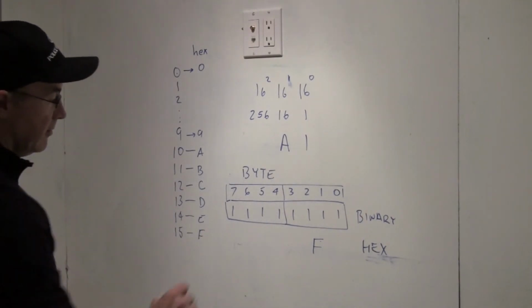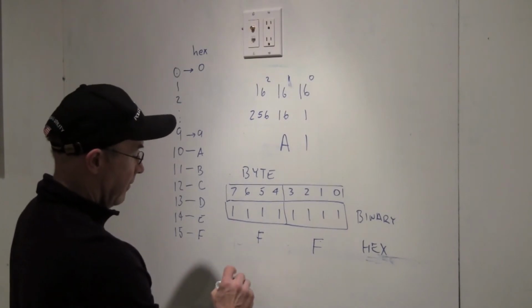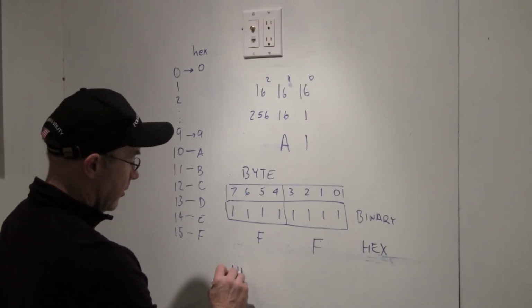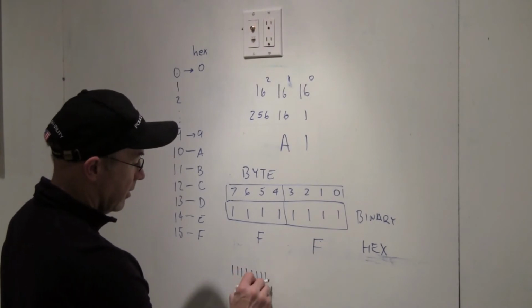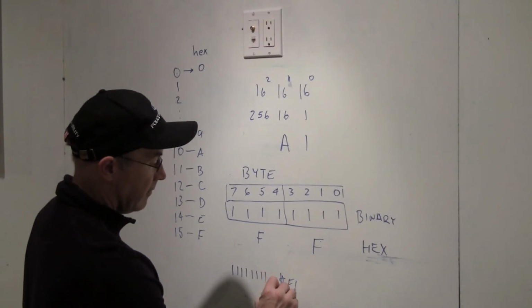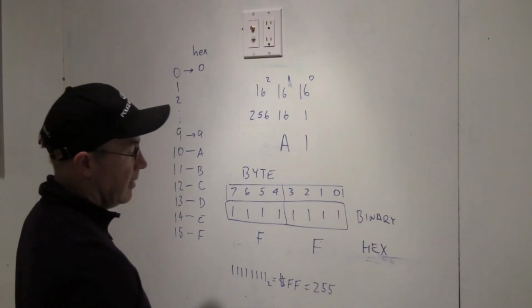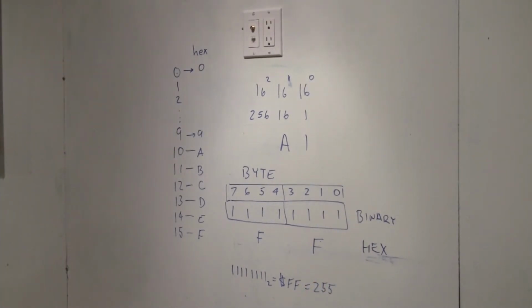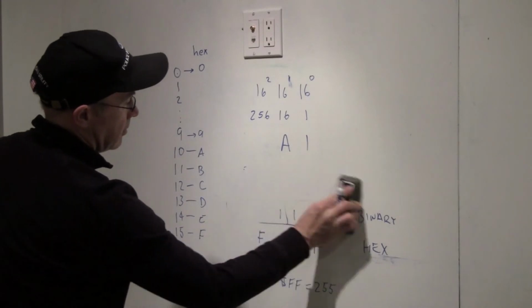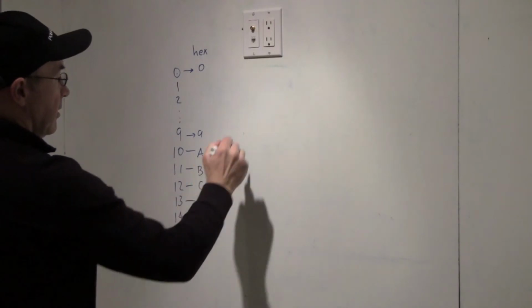You can do the same thing with the other side, since it's the same bit pattern, so that would be FF. So 11111111 in binary is FF in hex equals 255 in decimal. You can kind of go back and forth with these things if you want to convert. Let's just do a couple of examples here.